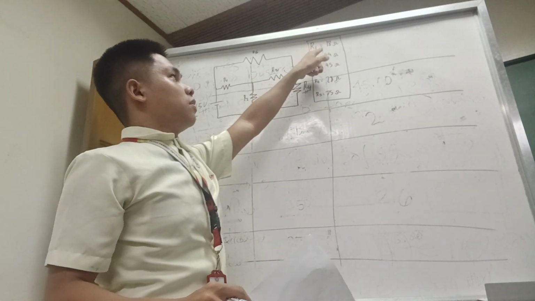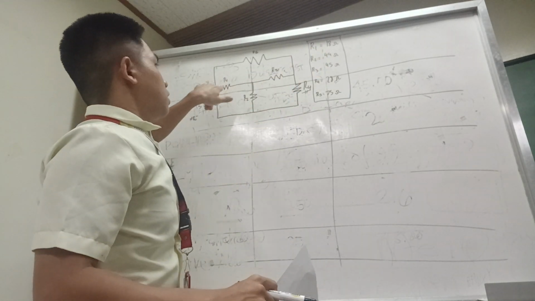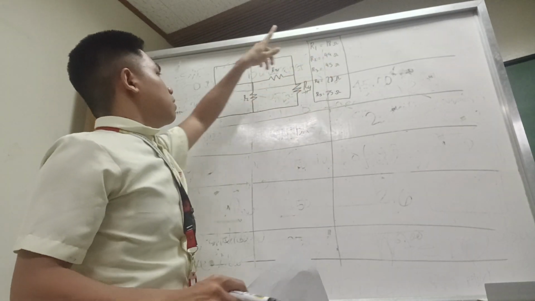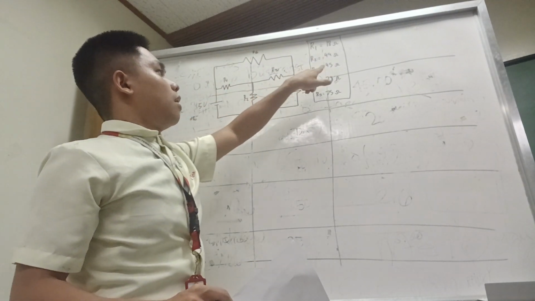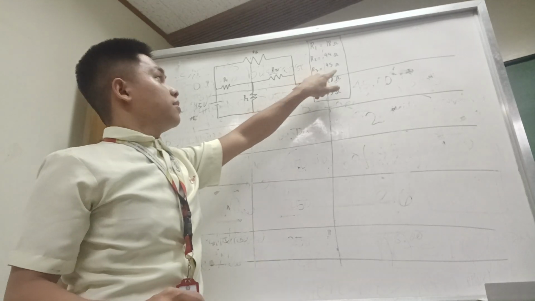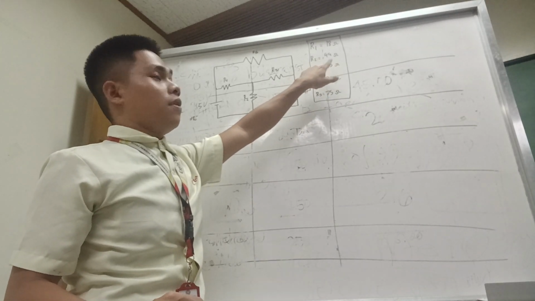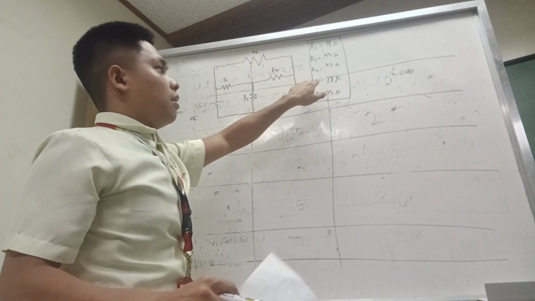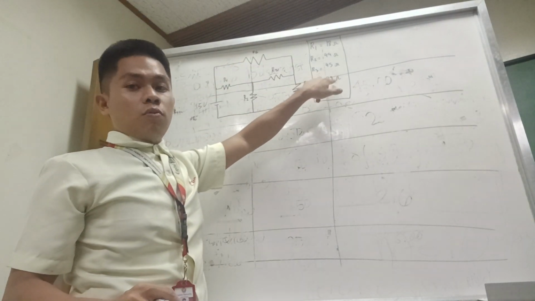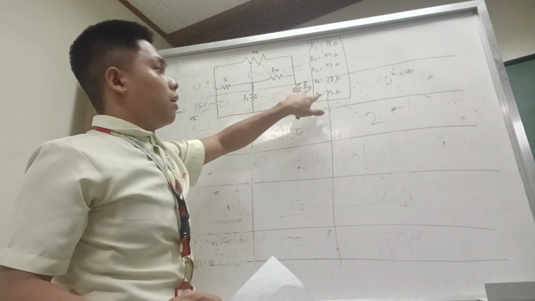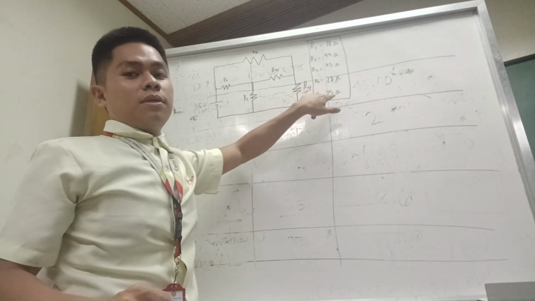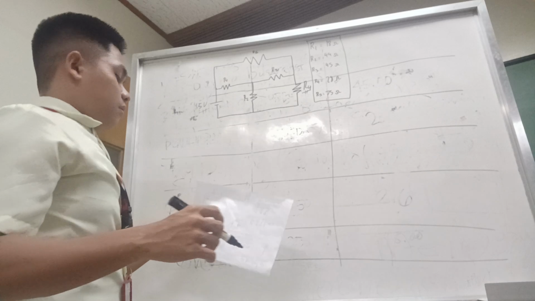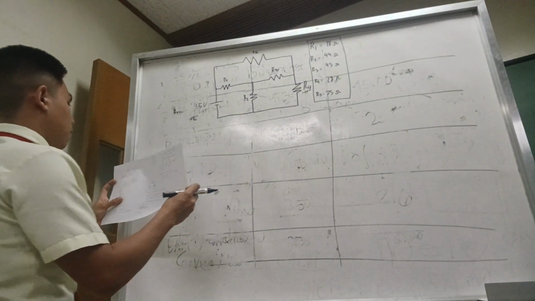R1 is equal to 18 ohms. This is R1. And R2 is 49 ohms. This is R2. And R3 is equal to 45 ohms. This is R3. And R4 is 28 ohms. This is R4. And R5 is 75 ohms. This is R5. So we need to start this type of solution.